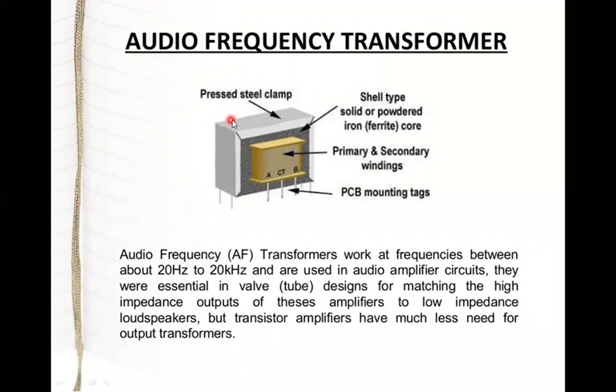You can see that this is a pressed steel can. This is just an upper lid, and this is the shell type solid or powdered iron core. You can see this grayish color. And these are the primary and secondary windings underneath. These are PCB mounting tacks. So for printed circuit boards, we normally use this transformer, called an audio frequency transformer, which has a frequency range between 20 hertz and 20 kilohertz.